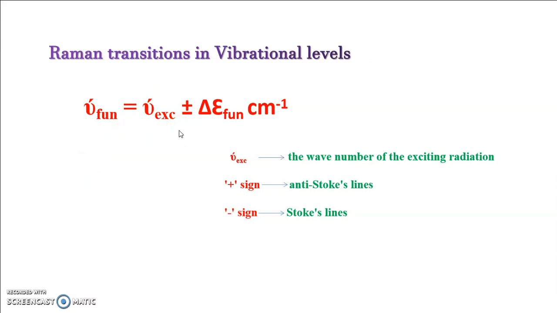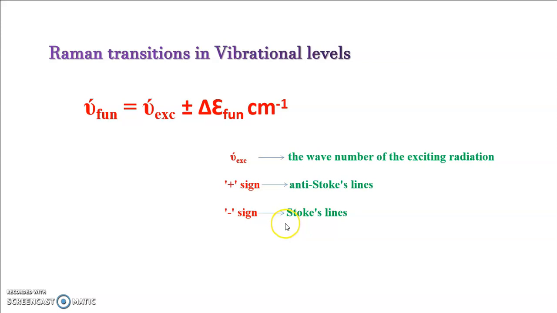Hence, the Raman lines would appear at distances from the exciting line corresponding to each fundamental vibration. Therefore, for the fundamental, the Raman lines will appear by the equation nu bar excitation plus or minus delta E fundamental centimeter inverse, where nu bar excitation is the wave number of the exciting radiation, the plus sign refers to anti-Stokes lines, and the minus sign refers to Stokes lines, as we dealt with in the rotational Raman spectrum itself.